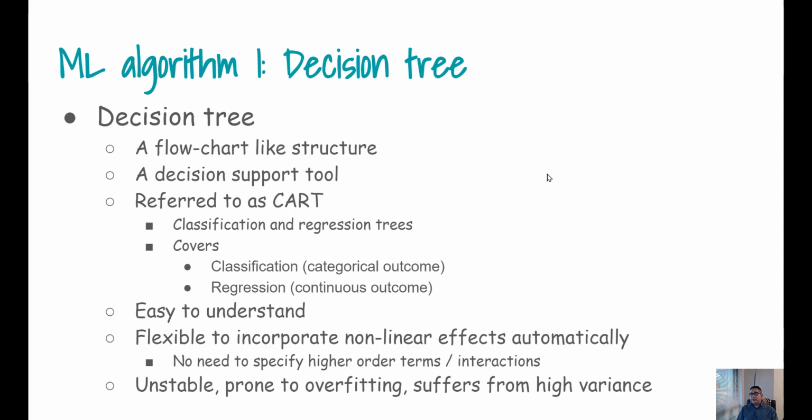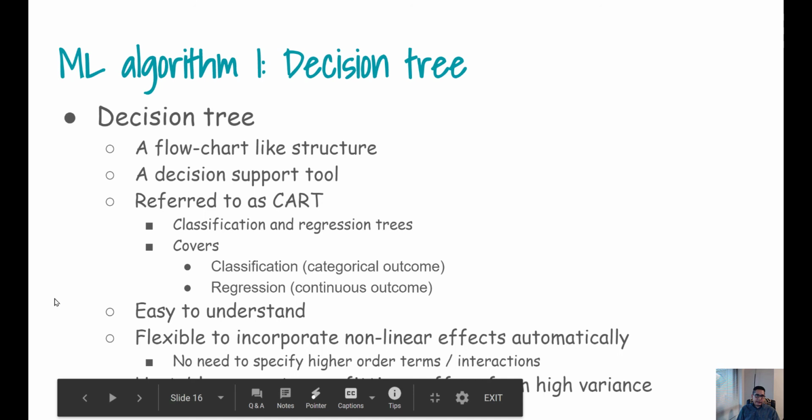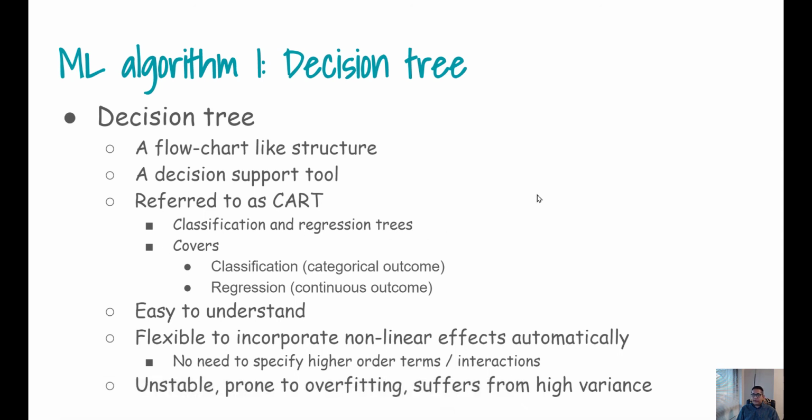So in terms of the decision trees, it is a decision support tool that has a flow-like structure, and these are commonly known as the classification and regression trees, particularly because they can deal with categorical outcome as well as continuous outcomes. Depending on what type of outcome you have, you can either choose to go with classification or regression within this decision tree. And part of the appeal of this decision tree is that these are very easy to understand and they are very flexible.